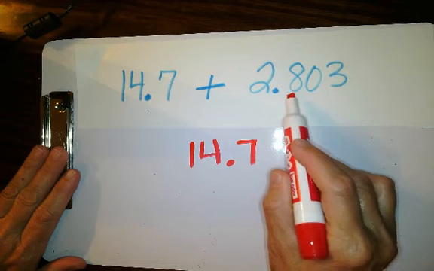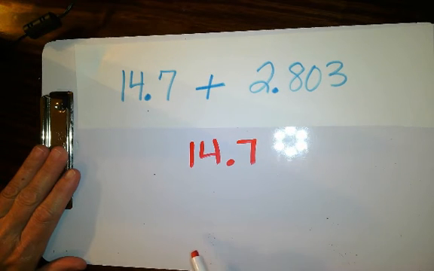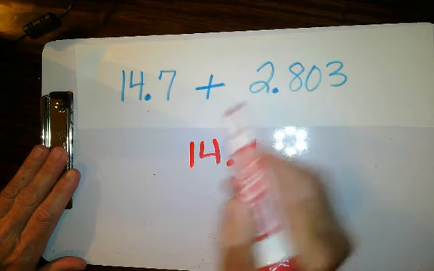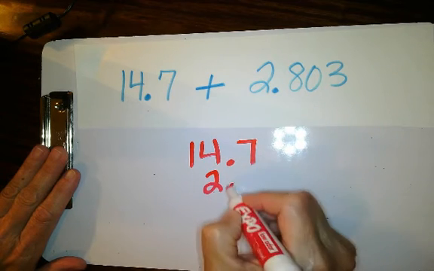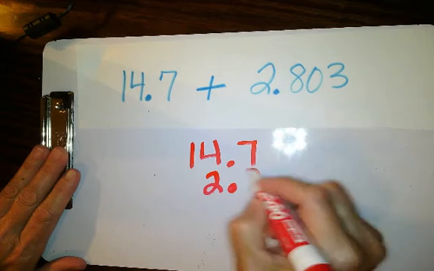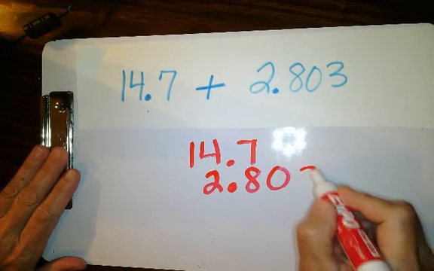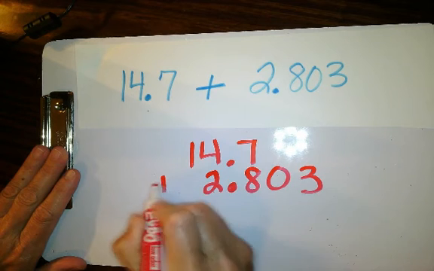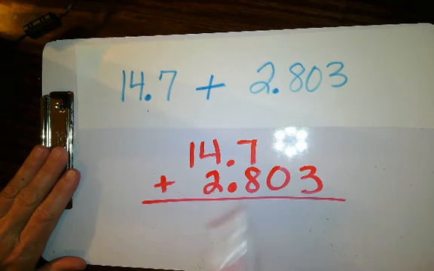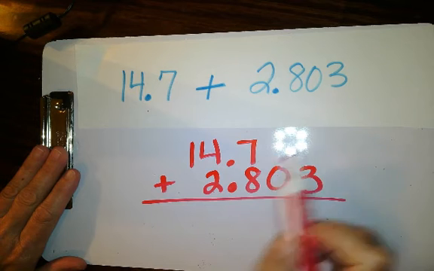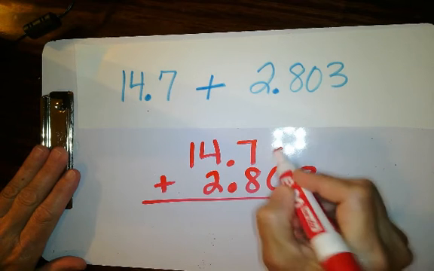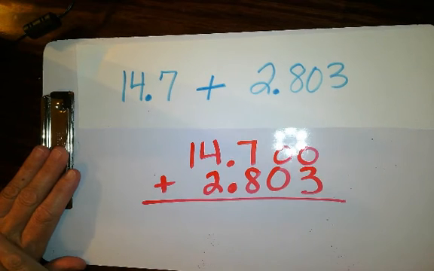So when I line up my numbers vertically, I want to make sure all my places are lined up. I have a 2 in the ones place. I'm going to add my decimal, an 8 in the tenths place, a 0 in the hundredths place, a 3 in the thousandths place. I'm going to add these two decimals. Now, I don't have digits here. I can leave that blank, or I can add zeros as placeholders.